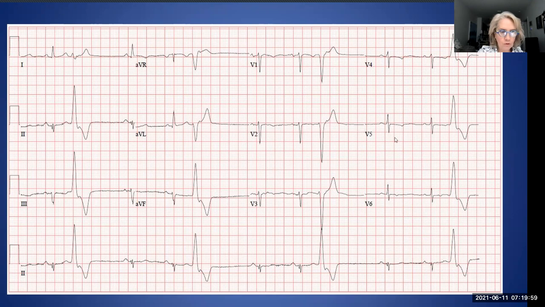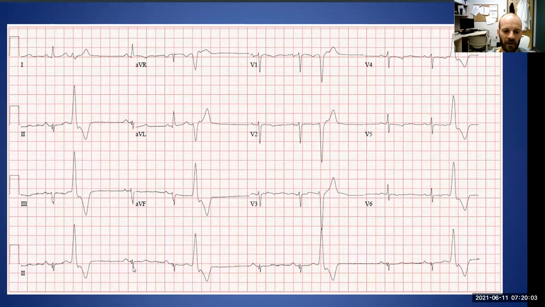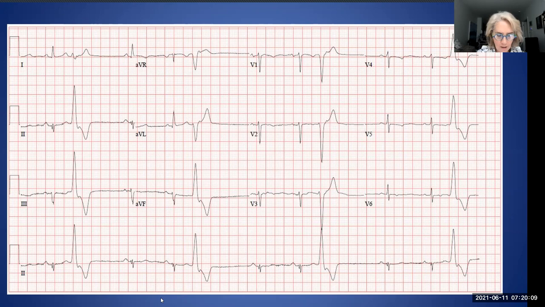Broad. Yeah. You're absolutely right. So some of them are narrow and some of them are broad. Okay. And for the QT, I put normal. Yeah, I would agree with that. Good stuff. Excellent work, people.